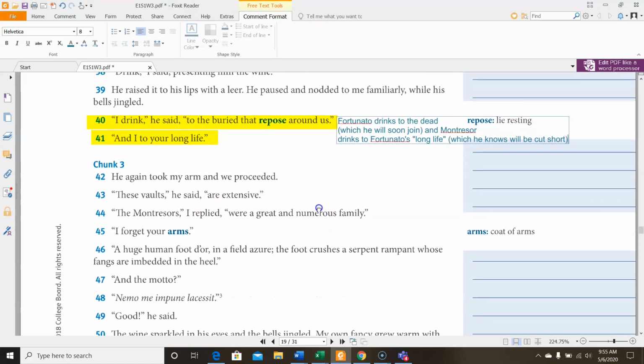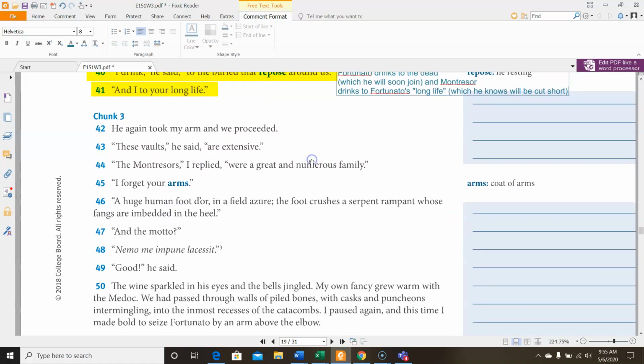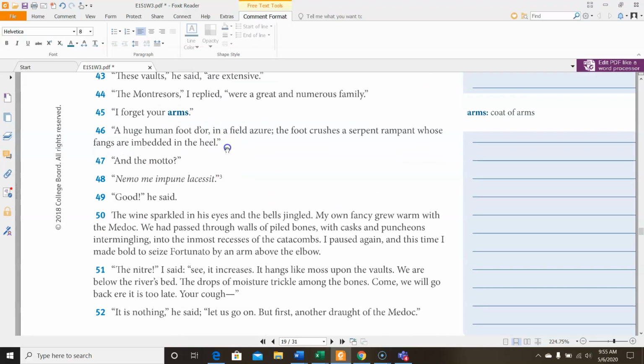He again took my arm and we proceeded. "These vaults," he said, "are extensive." "The Montresors," I replied, "were a great and numerous family." "I forget your arms." "A huge human foot d'or in a field azure; the foot crushes a serpent rampant whose fangs are embedded in the heel." "And the motto?" "Nemo me impune lacessit."